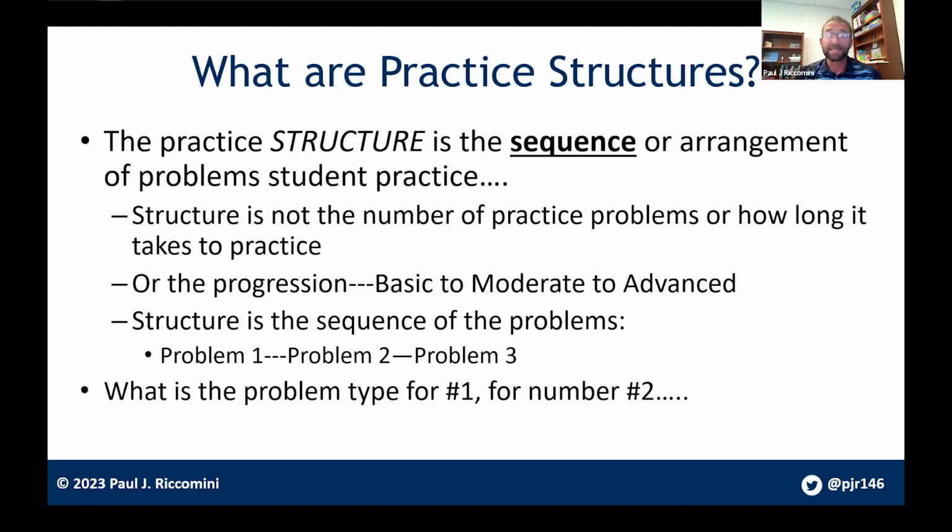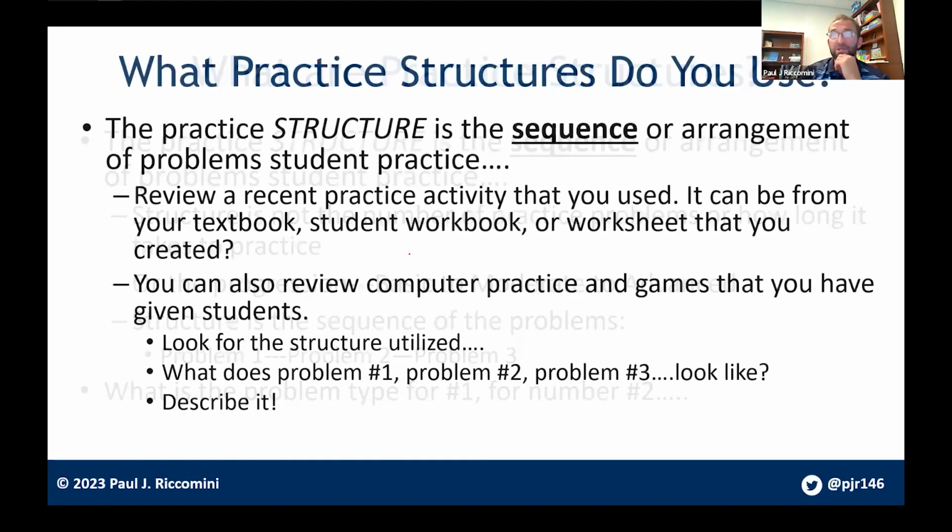Again, it's not about the progression from basic to hard, because that's how most of your textbooks are set up. The first couple problems are basic, then they get a little harder, then more challenging, and then they end with word problems. That creates all kinds of challenges for our struggling kids, because they get home and have to do the most complex problems with no help. But if you have something in front of you, what's problem one, what's problem two look like in your practice?